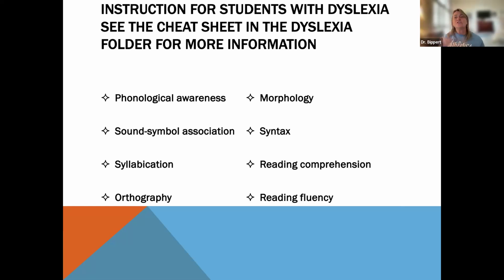Sound symbol association is when we bring in the alphabet. Sound symbol association is knowing that the letter A makes the A sound, B makes the B sound, and so forth. So phonological awareness, we're at the sound level. Sound symbol association, now students are integrating the alphabet and their related sounds as it pertains to words.